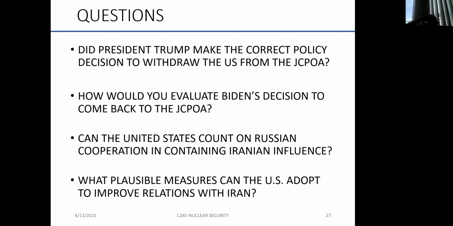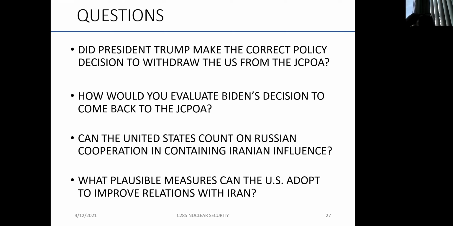Did Trump make the correct policy decision to withdraw the US from the JCPOA? How would you evaluate Biden's decision to come back to the JCPOA? Can the US count on Russian cooperation in containing Iranian influence? What plausible measures can the US adopt to improve relations with Iran?